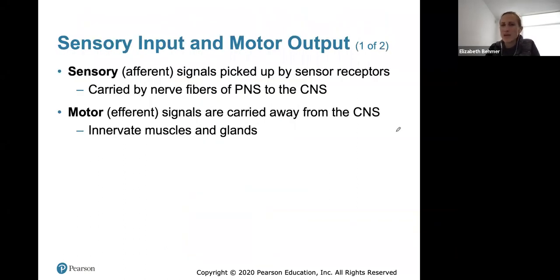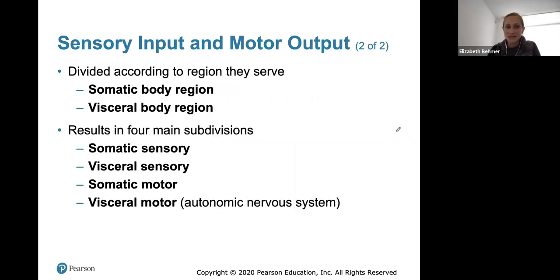So, sensory input and motor output. Sensory or afferent signals are picked up by sensory receptors, which are carried by nerve fibers of your peripheral nervous system to the central nervous system. And then you have a motor or efferent signal that carries signals away from your central nervous system. These motor signals will innervate all your muscles and glands.